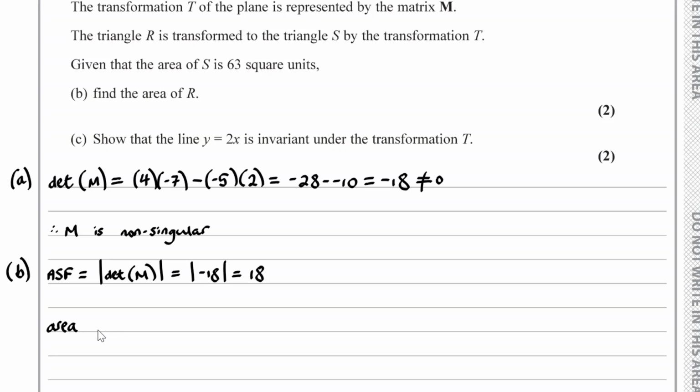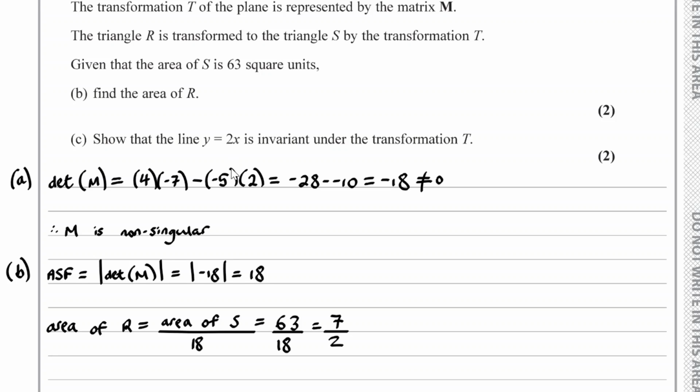So the area of R, you'd find this to equal the area of S over 18, which is our area scale factor. So we have 63 over 18, which is 7 over 2. Okay, so we have 7 over 2. And now for part C, we have to show that the line y equals 2x is invariant under the transformation T.